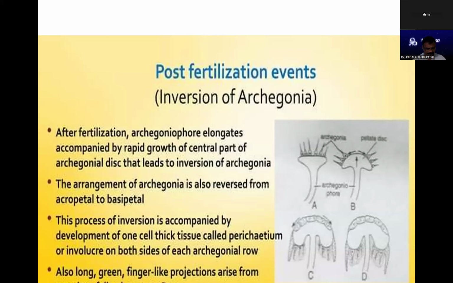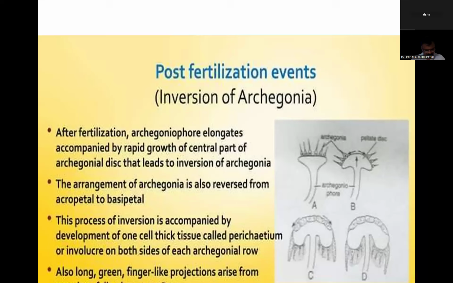After fertilization, the archegoniophore elongates, accomplished by rapid growth of the central part of the archegonial disc. That leads to the inversion of archegonia. In the first diagram, the archegonia are straight, but after fertilization they bend down. The second diagram shows the bending, inverted structure.